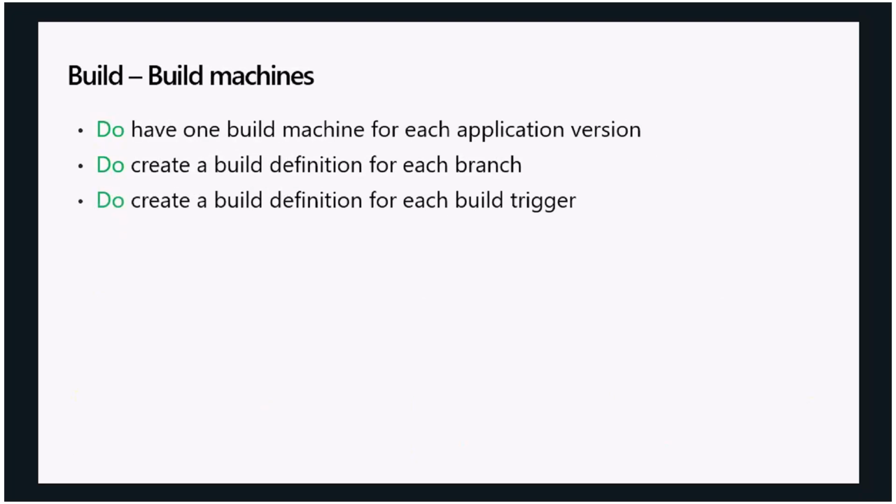Build machines: you do have to have one build machine for each application version. So if you're working on an upgrade, you would need a build machine for your old version and a build machine for your new version. Within one application version, you can use a build definition for each branch. So that does not require another machine. It just requires the build definition in the DevOps website. And you also use a different build definition for each build trigger. So if you have combinations of branches and triggers, you'll have that same number of build definitions.